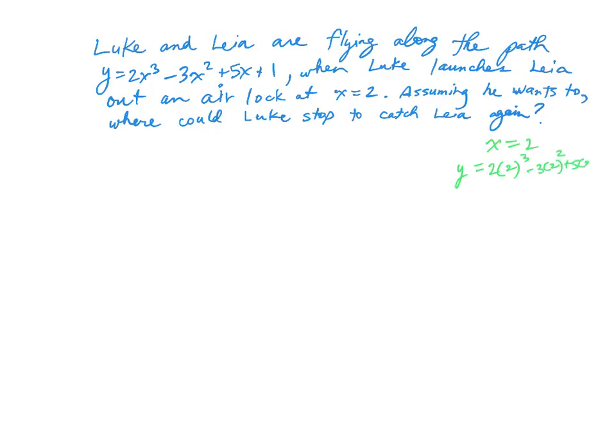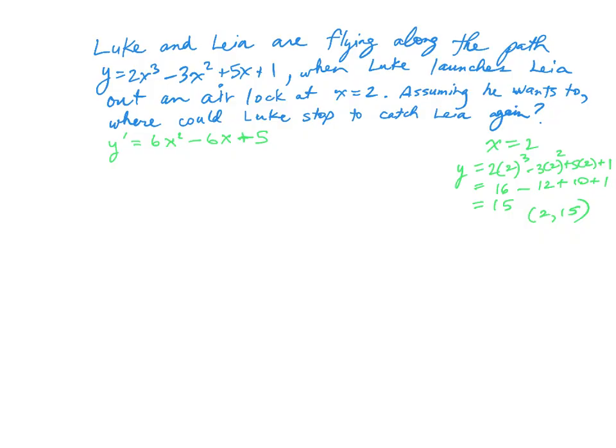So plug 2 into the original function, and you'll get 2 times 2 cubed, which is 16, minus 12 plus 10 plus 1. So that's 11 plus 4, I believe that's 15. So Leia was unceremoniously thrown out of the spaceship at (2, 15). Also, we're going to do the derivative, which represents the slope of the tangent. And we get 6x squared minus 6x plus 5.